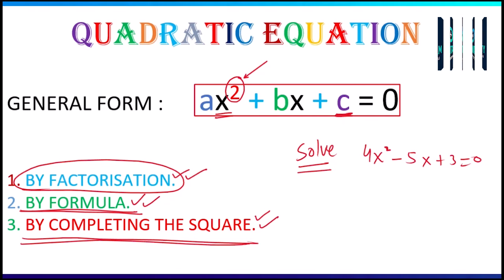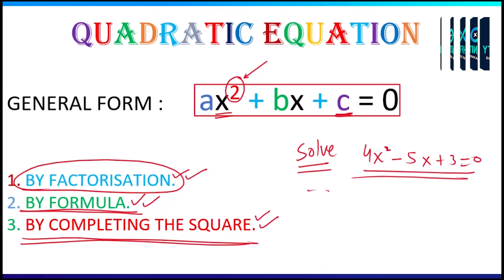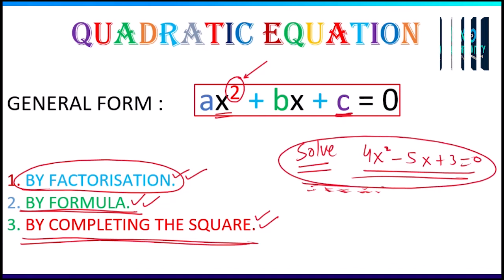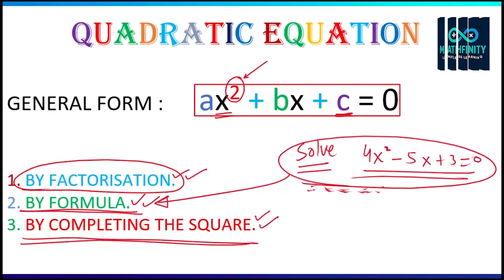Sometimes they will put a condition. They will write solve this by factorization, or sometimes by formula, or sometimes by completing the square method. If they write the condition, and you solve this by formula, then you are bound to use only this method. You cannot use factorization or completing the square method, because you have to follow the exam instructions, or you can say the requirement of the question.